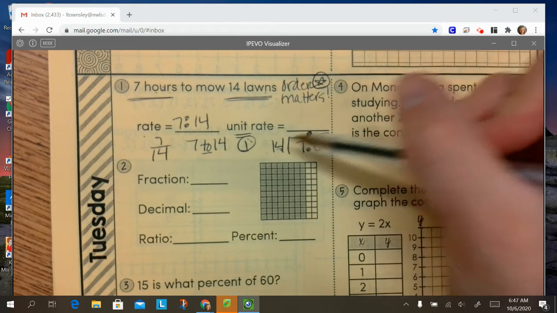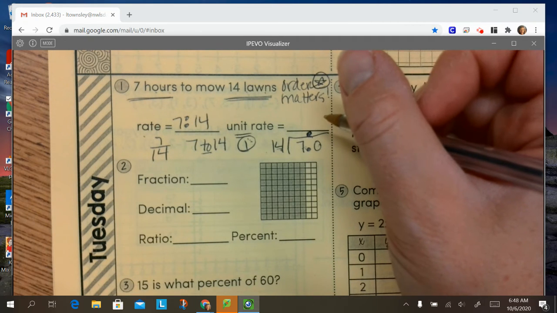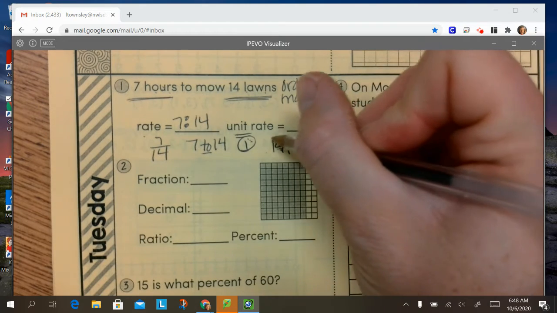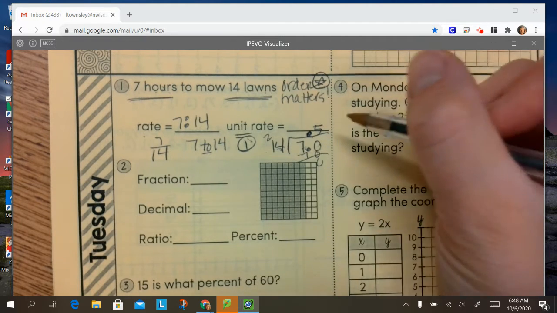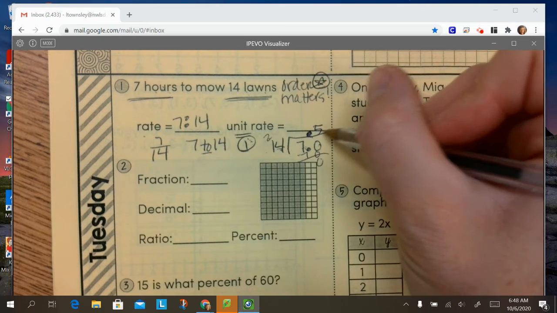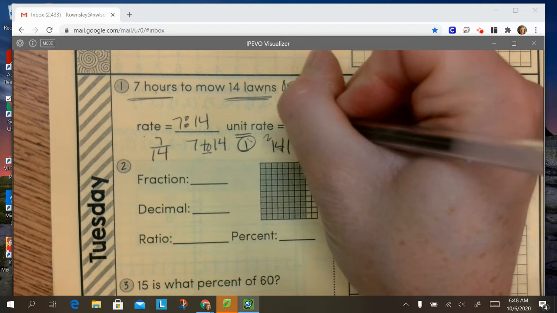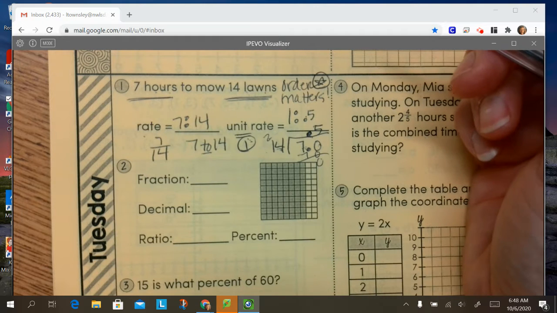So 14 now goes into 70 how many times? Well, 2 would be 28, 3, that's not big enough. Let's try 5. 5 times 4 is 20, 5 times 1 is 5 plus 2 more is 7. That ends up working out because 0, 0, and then we end up with 0.5. So we have 1 hour for 0.5, or half, of a lawn. 1 hour will give us half of a lawn.